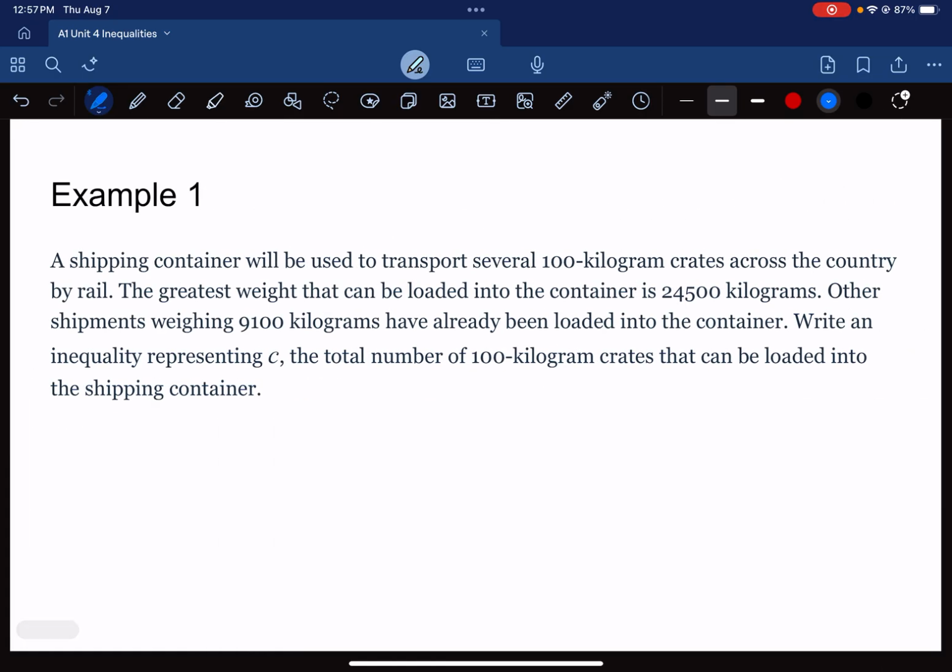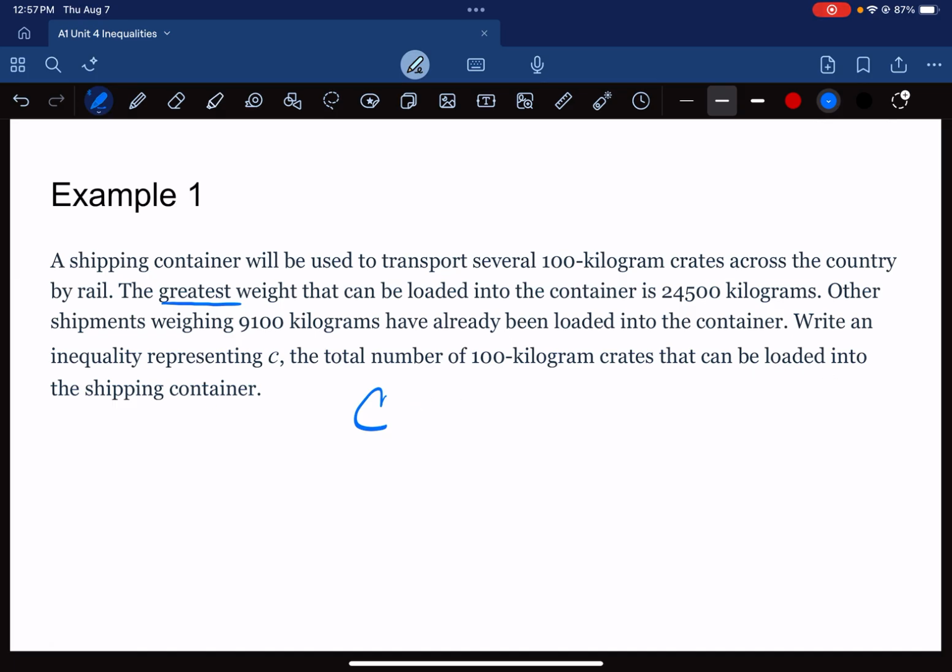So here's example 1. A shipping container will be used to transport several 100-kilogram crates across the country by rail. The greatest weight that can be loaded into the container is 24,500 pounds. Other shipments weighing 9,100 kilograms have already been loaded into the container. Write an inequality representing C, the total number of 100-kilogram crates that can be loaded into the shipping container.